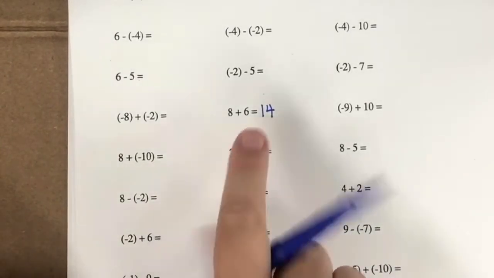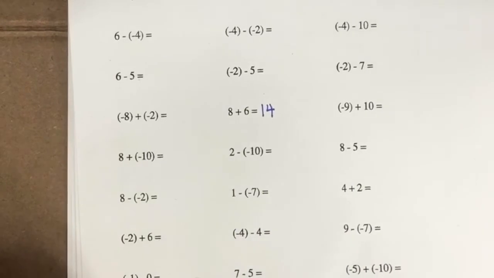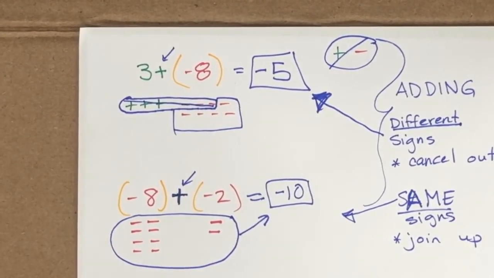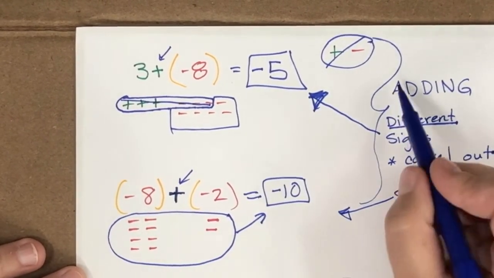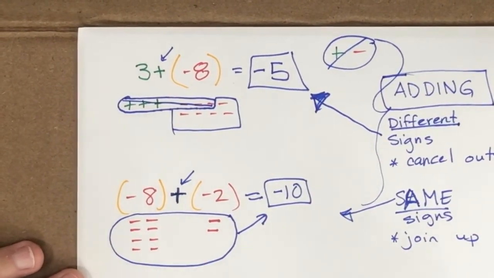There's a few of them, 6 minus 5, 4 plus 2. The computer just threw some very easy ones in there. Get the easy ones right. Okay, so that's when you are adding. All right, so I'm going to make a separate video for subtracting.